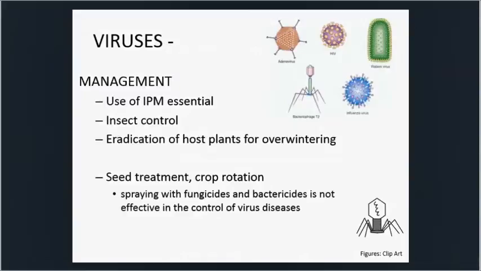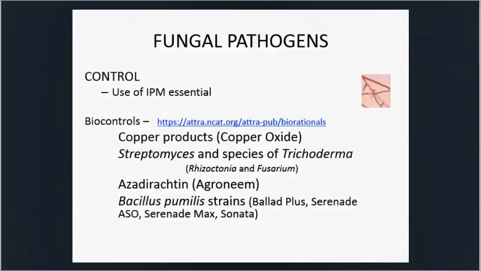Virus management, again, IPM is essential. Try and control the insects that are in your fields, and try and eradicate the host plants for overwintering. You want to try and keep it out of that soil if possible. You can do seed treatment and crop rotation on these, but spraying with fungicides and bactericides is not effective in the control of virus diseases. So these can be very hard to get rid of. Fungal pathogens, use of integrated pest management, copper products, Streptomyces, Bacillus, Serenade, Max and Sonata are very good for these fungal pathogens.